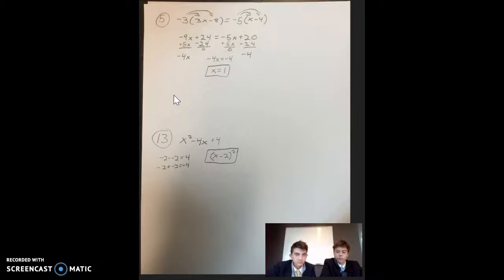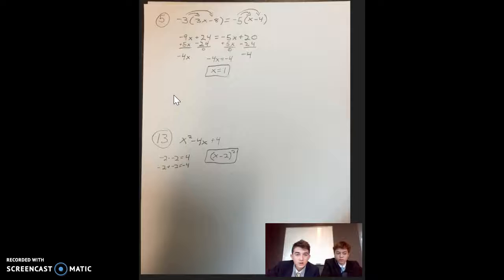In this next problem, number 13, we are factoring. So the problem is x squared minus 4x plus 4. In this equation, the final solution is (x minus 2) squared.